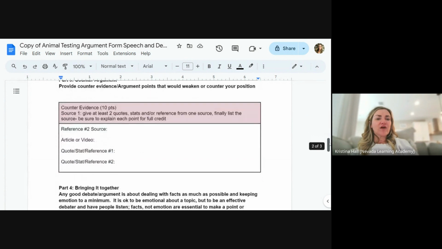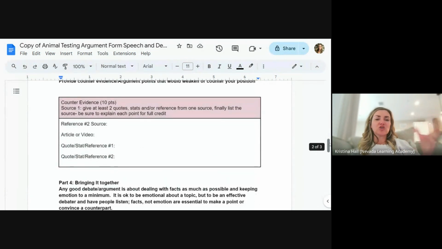Okay. For the con argument, so for the opposite side, whichever side you choose, 2 sources that support your point, and 1 source that would go against or counter your point.